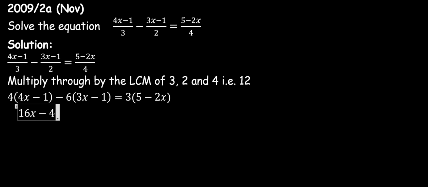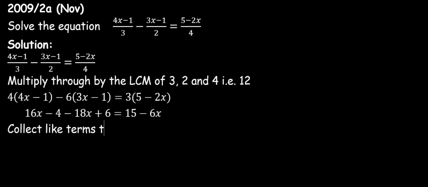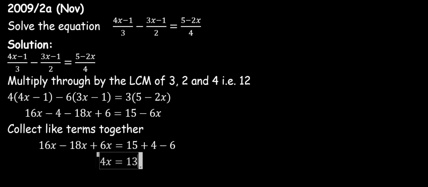Opening up the bracket, you have the result 16s minus 4 minus 18s plus 6 equals 15 minus 6s. Collect like terms together. We have 16s minus 18s plus 6s equals 15 plus 4 minus 6. That will give us 4s equals 13. s will be equal to 13 divided by 4, which is 3 whole number, 1 over 4.